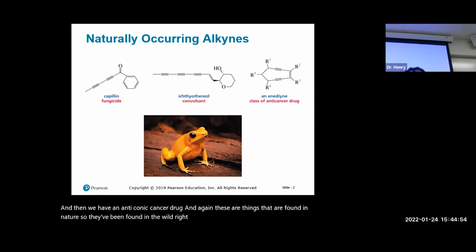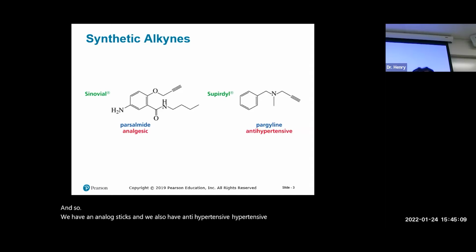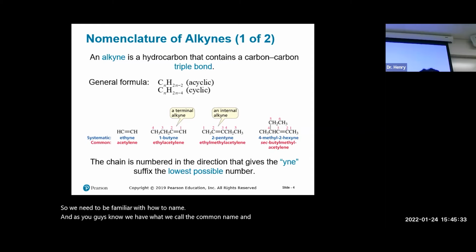But we also have things that have been synthetically made as well. So we have analgesics, and we also have antihypertensive medication as well. So we will come across alkanes synthetically and also naturally, right? Both are going to be occurring, so we need to be familiar with how to name them. And as you guys know, we have what we call the common name and the systematic name. This is going to be interesting.